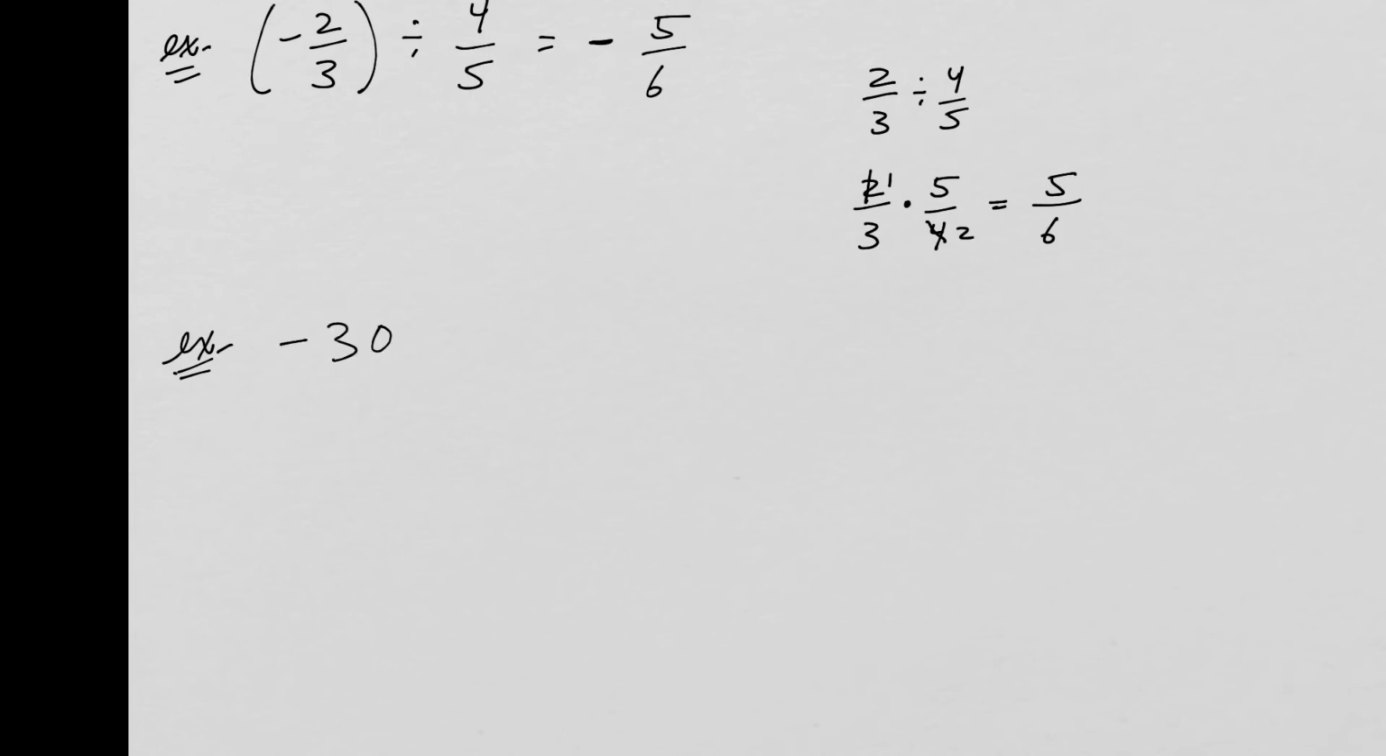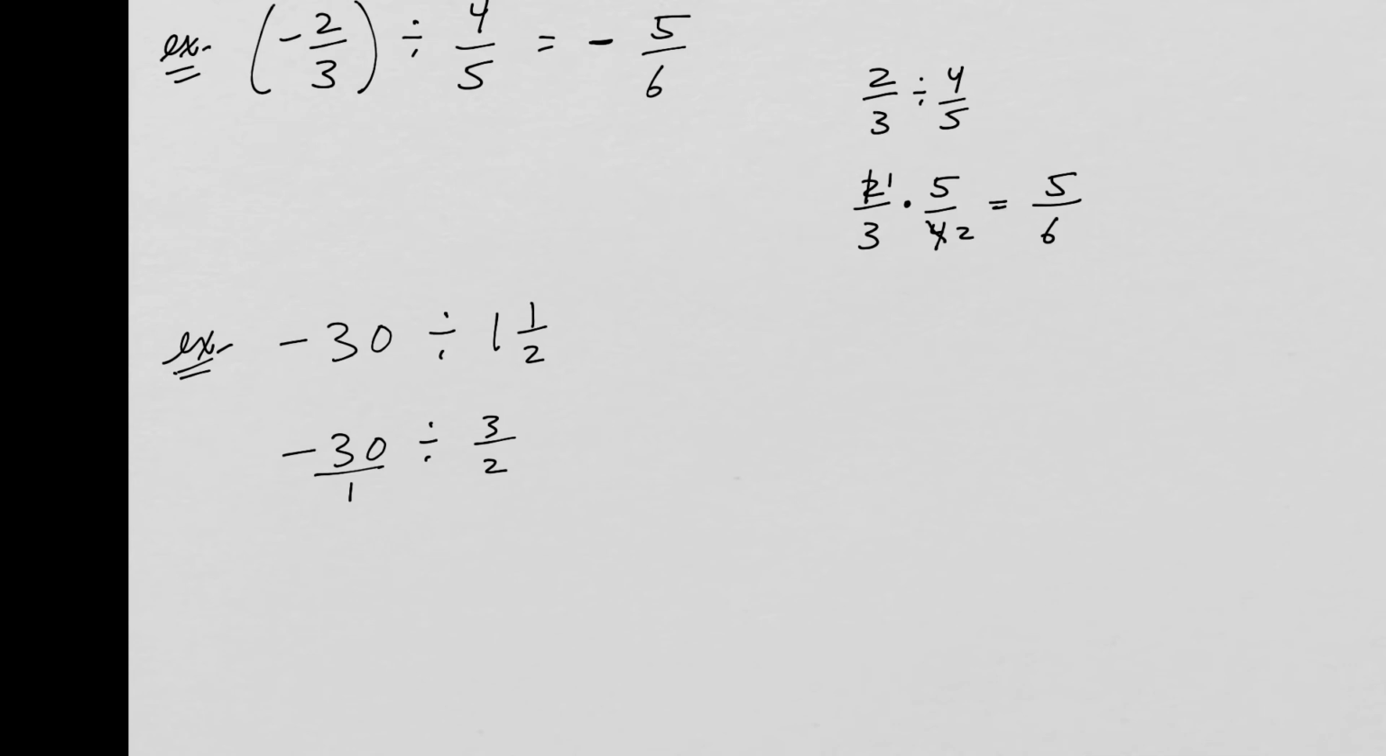How about this? Negative 30 divided by 1 1/2. So first of all, immediately convert that mixed number into an improper fraction, right? So this would be negative 30 divided by 3/2. And you can think of negative 30 as negative 30 over 1.